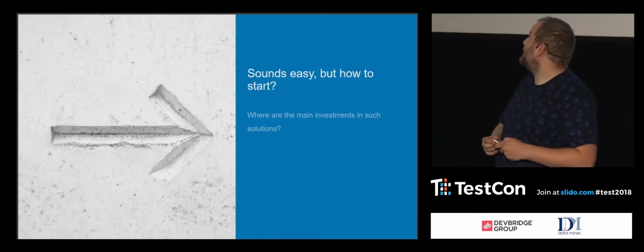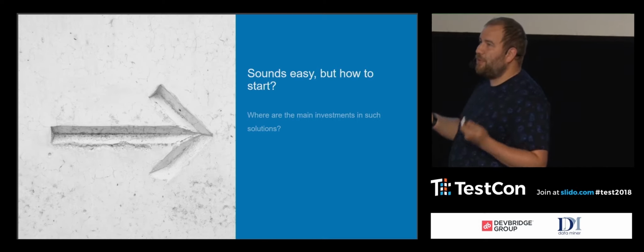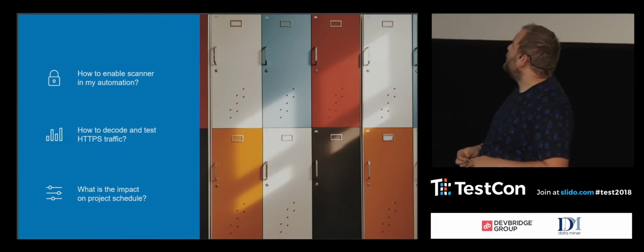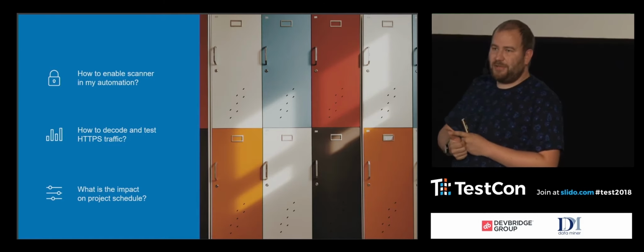So it sounds really easy. So what were the main problems, or what were the main steps that we did? We need to enable the scanner inside our automation.